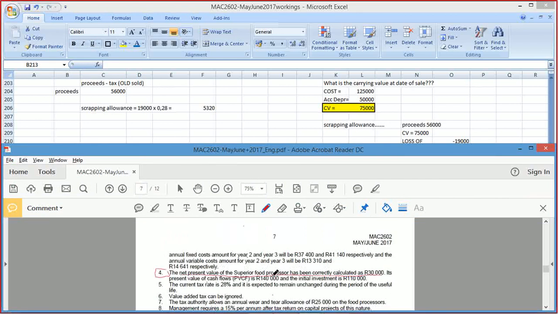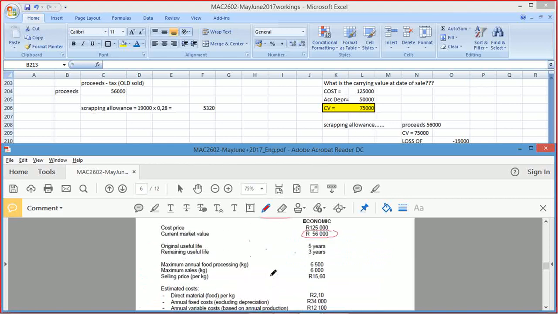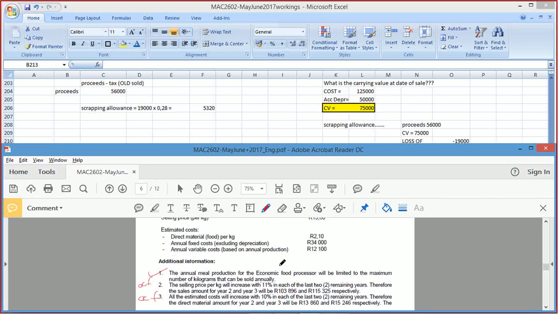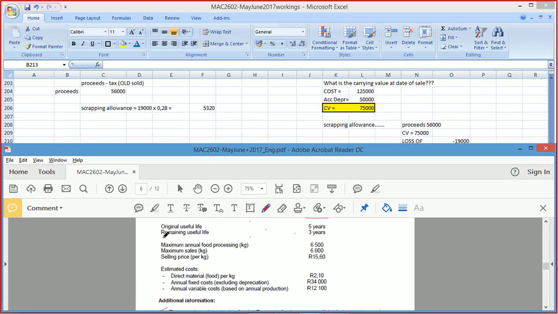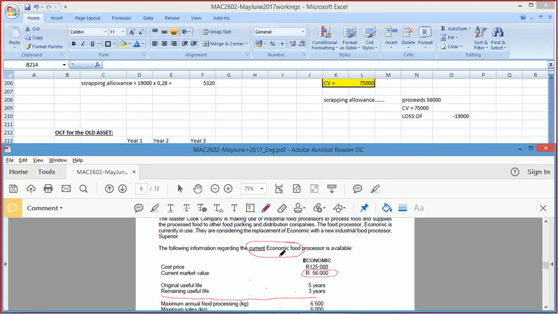So now we need to do the OCF calculation. Do we have the years? How many years do we have here? Here we had it. Where is it? There it is. The selling price increase in each of the last 2 years. So how many years do I have left? Remaining useful life, 3 years. So year 1, year 2, year 3. Those are the 3 remaining useful lives of the old assets.